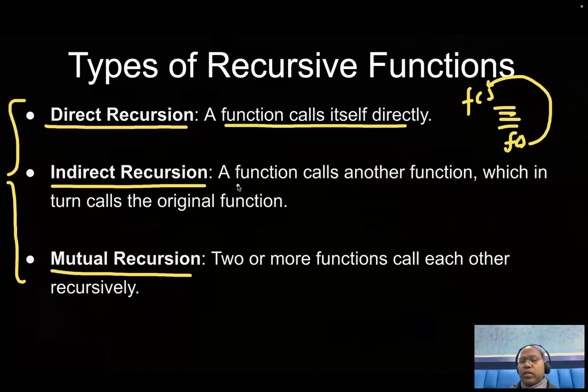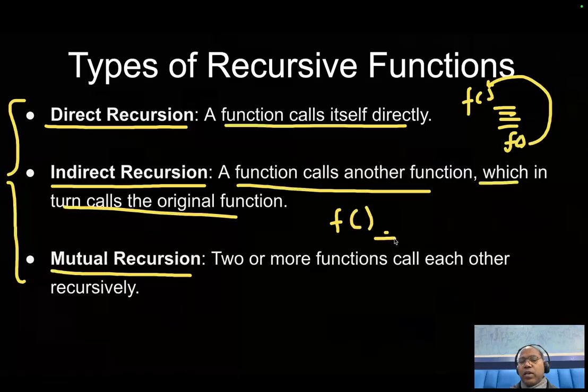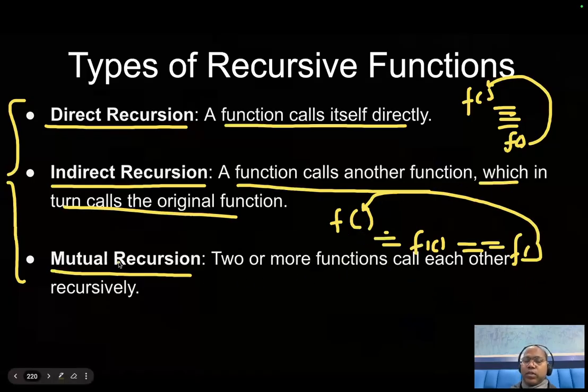Indirect recursion is where a function calls another function which calls the first one again. So in this scenario, function f calls another function f1, and f1 internally calls function f again. So you come back here, f1 is called again, f is called again, f1, f. In this way it becomes recursive.